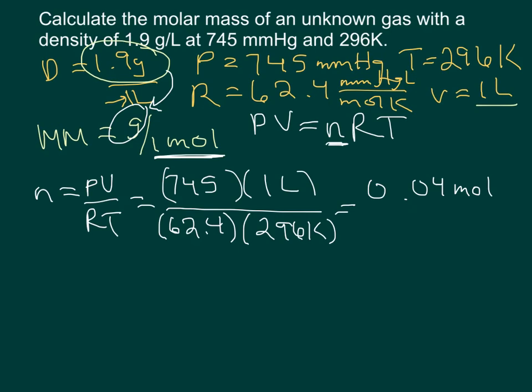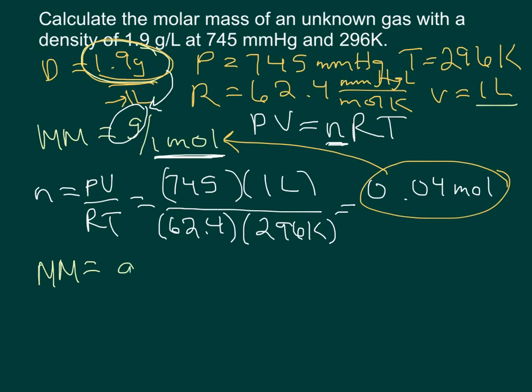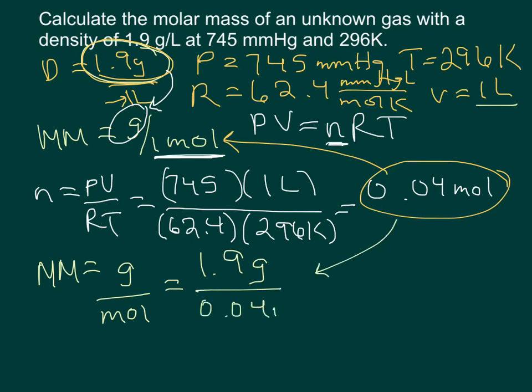So now I have my value, which I can plug into my molar mass equation for moles. I also have my value of 1.9 grams that I can plug into my molar mass equation. So now molar mass is equal to grams over my moles. I have 1.9 grams divided by my moles, 0.04 moles, which gives me a molar mass of 47.5 grams per mole.